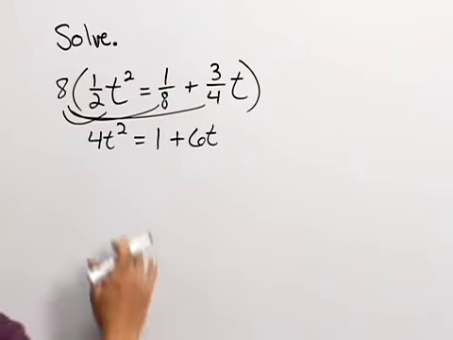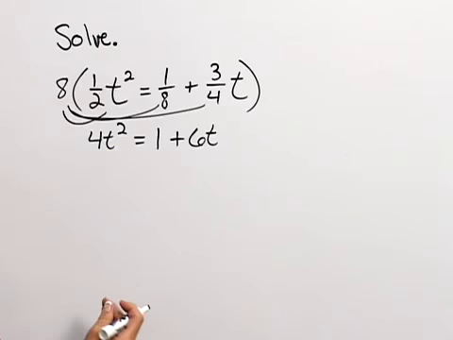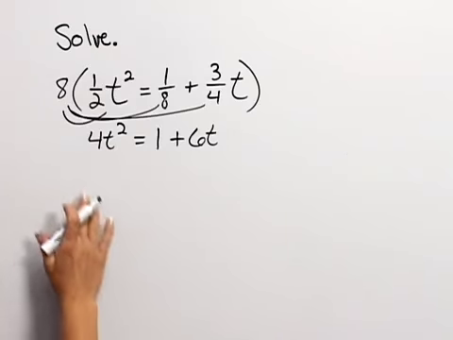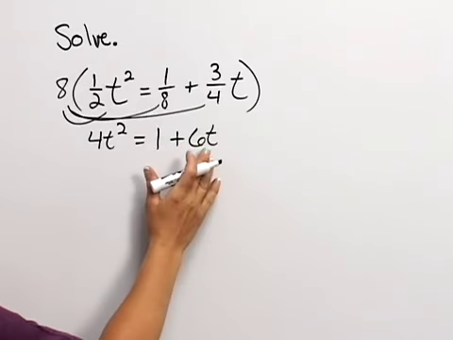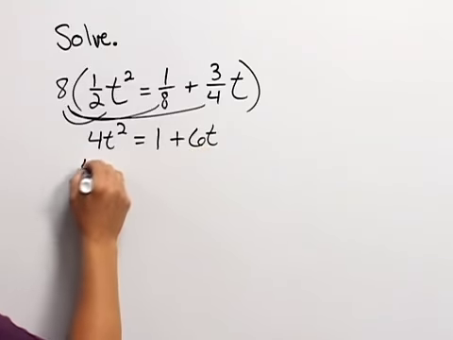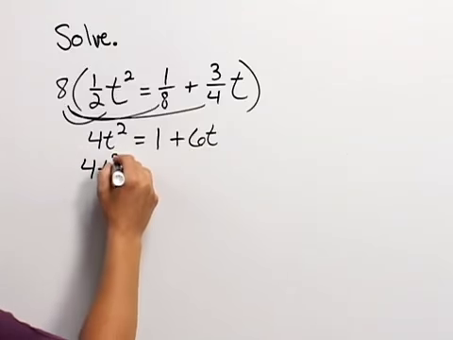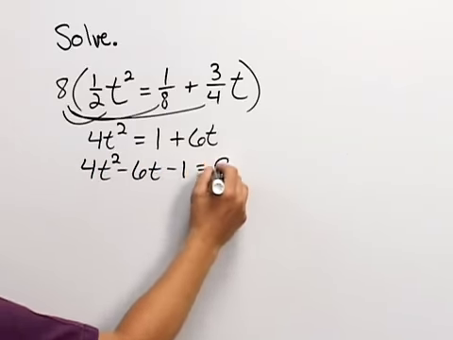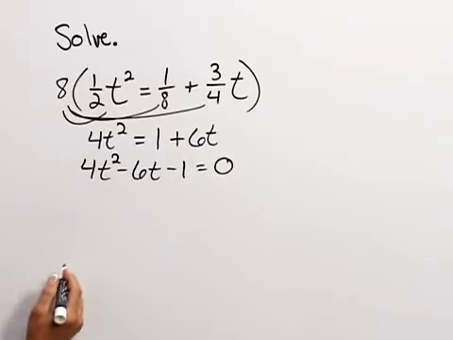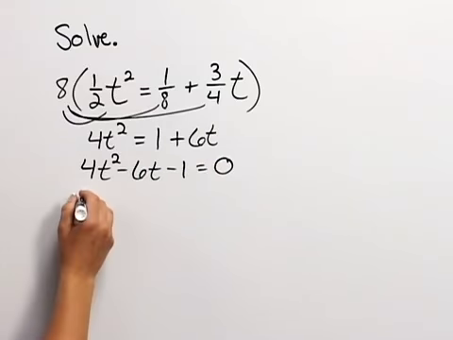Now I notice that I have a t squared, so I need to get 0 on one side, and then we can solve by whatever method we choose. So let's subtract 1 from both sides and 6t from both sides. That will give us 4t squared minus 6t minus 1 equals 0. Now how about if we try the quadratic formula?